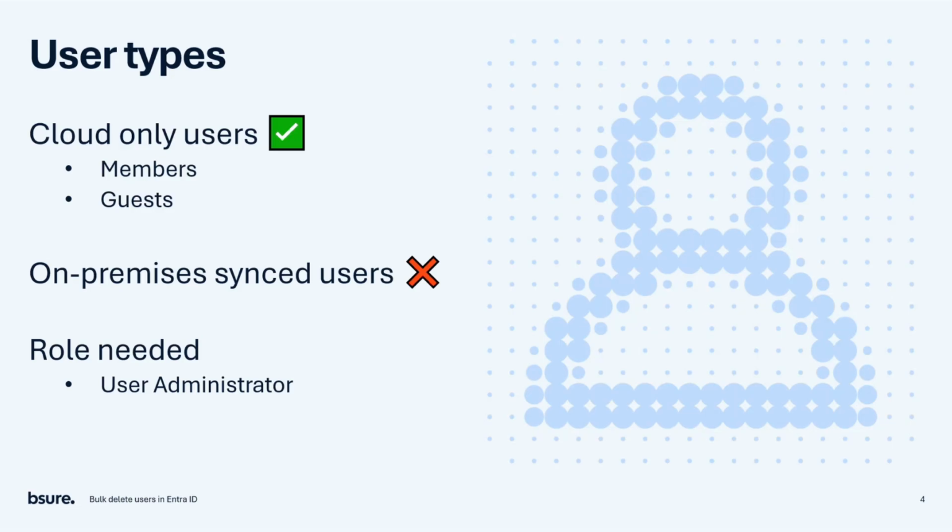Users you synchronize from your on-premises Active Directory have to be deleted on-premises. Users have to be deleted where they were created. And many organizations also have an identity and access management tool that deals with the creation of users. If you do that also for the cloud users, you should take that into account before proceeding with the bulk deletion.